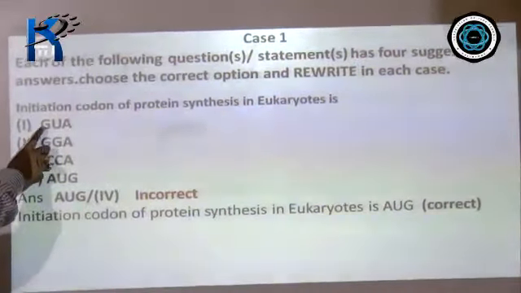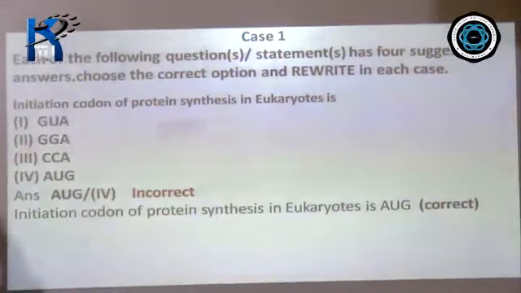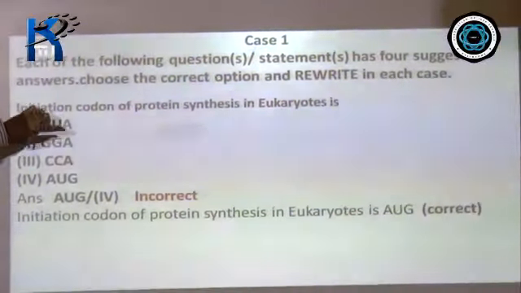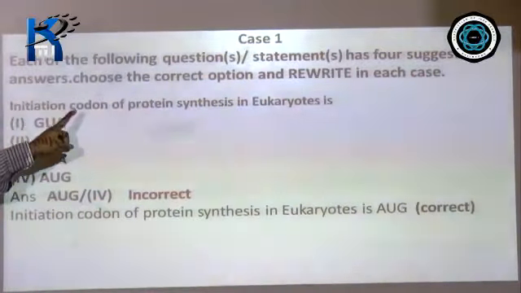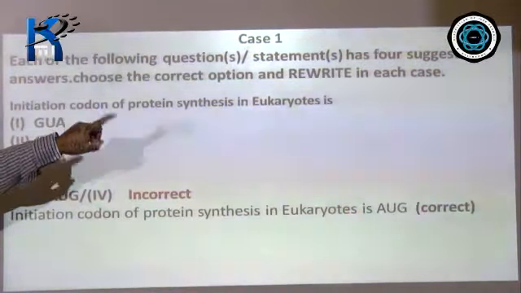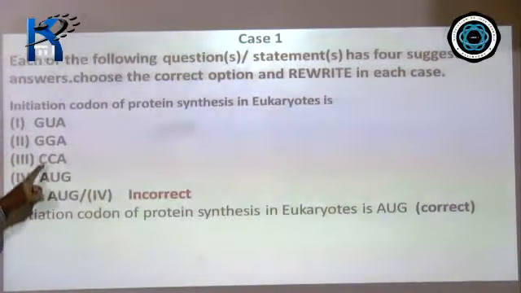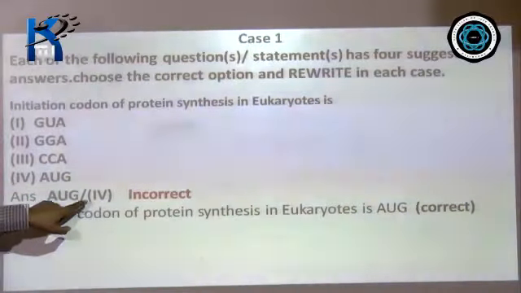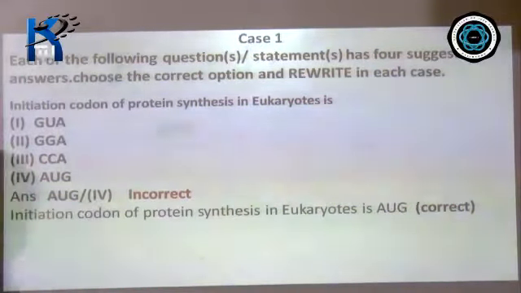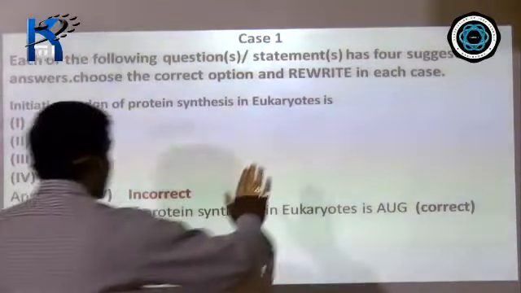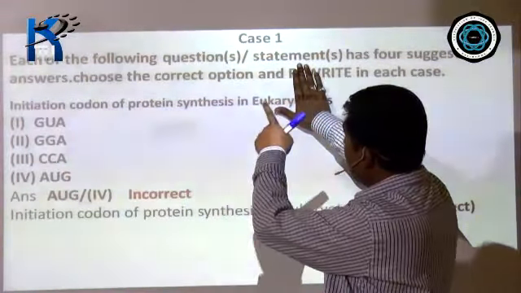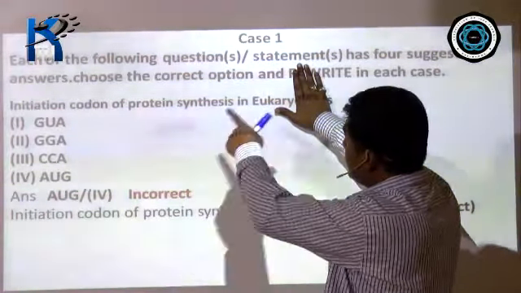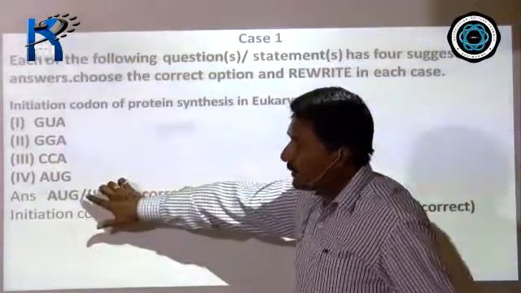Then you see GUA, guanine, uracil, adenine, GGA, CCA, AUG. Now the question they have asked is: the initiation codon of protein synthesis in eukaryote is which one? Looking at it, your correct option is 4, AUG. So had the question been only up to here, "Each of the following question statements has 4 suggested answers. Choose the correct option," then this would have been right.